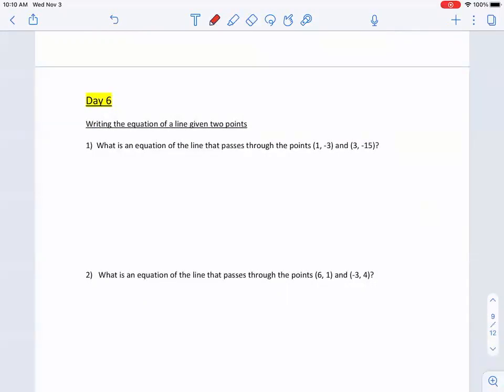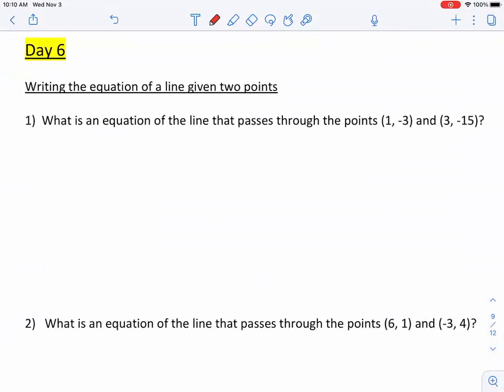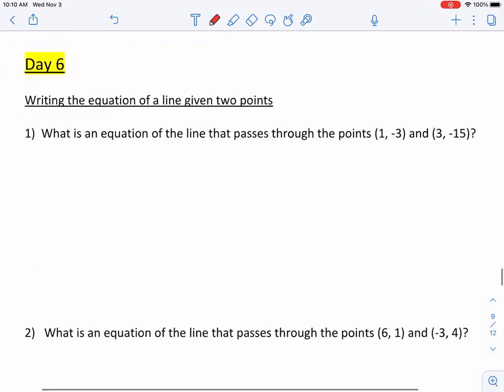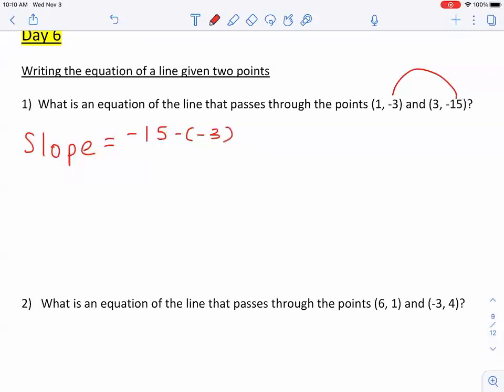So the first thing we want to do is find the slope. So just like given 2 points, we are going to find the slope. So let's do that first. So to find our slope, again, this would always be the first thing you do, is find your slope. We're going to subtract the y's on top. So negative 15 minus negative 3. And subtract the x's on the bottom. So 3 minus 1.